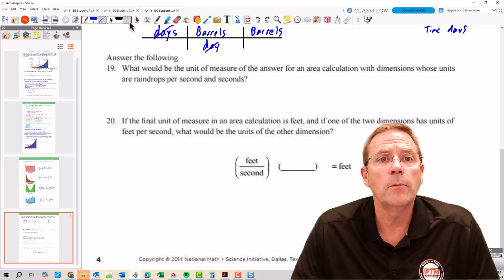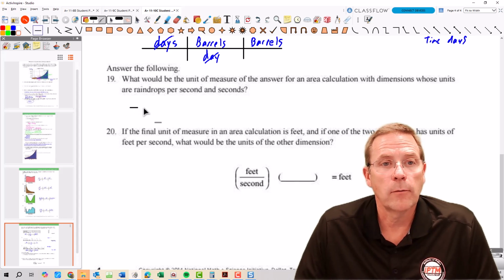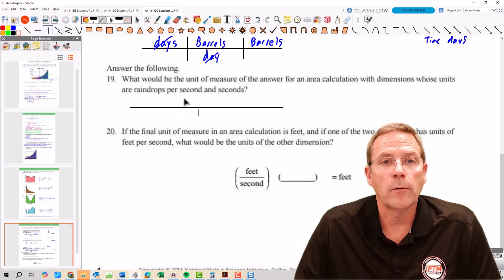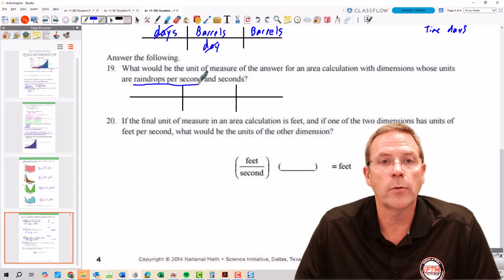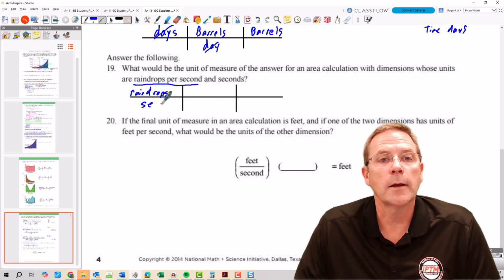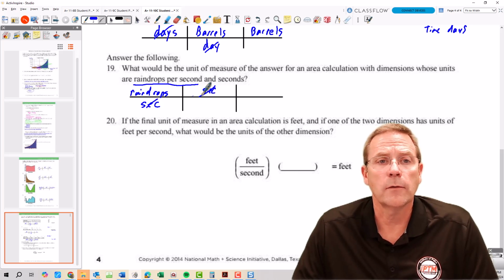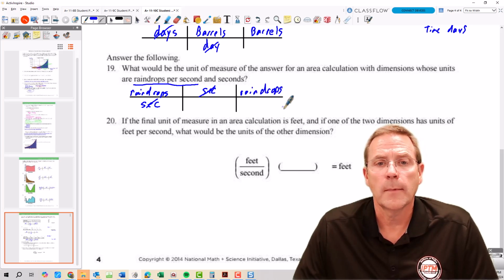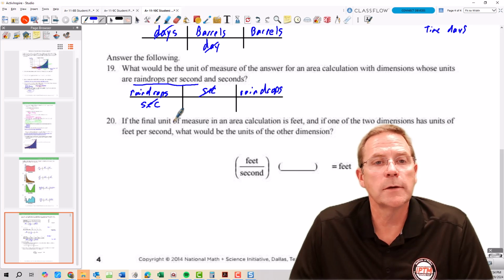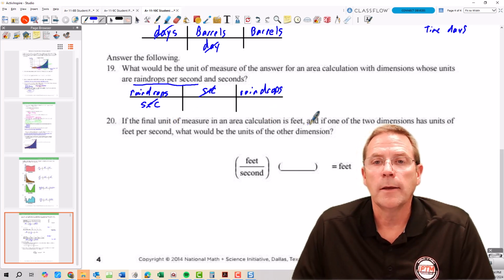So what do we need to do? We need to set up another table. So we're going to set up our vertical lines right here. And what are our units? Our first one is raindrops per second. So I'm going to say raindrops, per means over, second, or means divided by, times seconds. Once again, your seconds are going to divide out, and what are you left with? Raindrops.